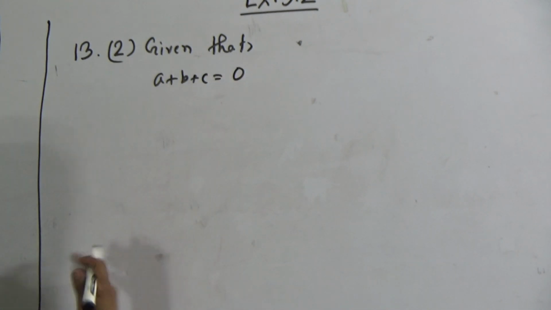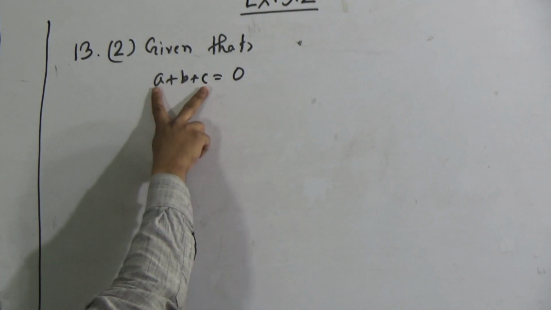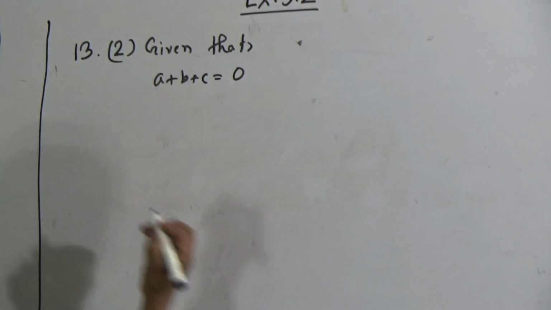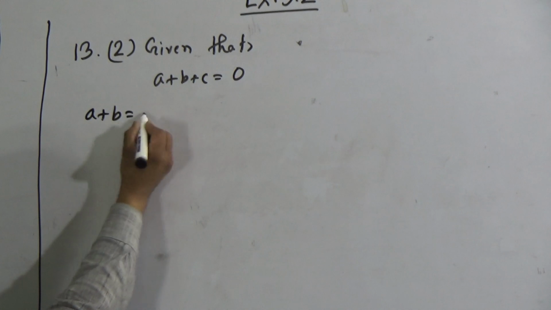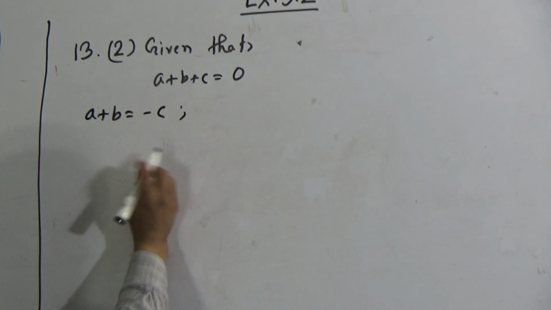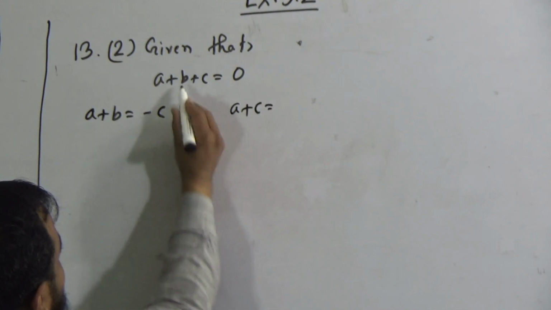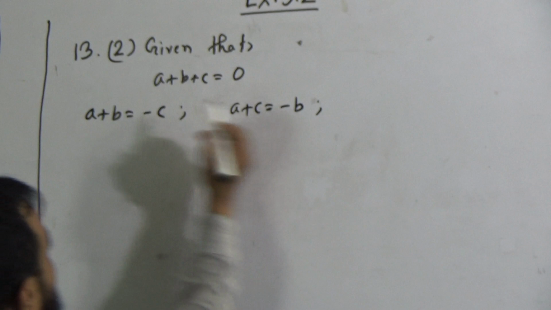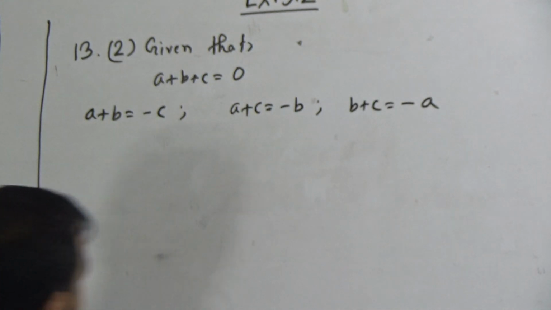From this information you can find the value of b plus c, also the value of a plus c, also the value of a plus b by transferring one term to the right side. From this we can write a plus b is equal to minus c. Also you can write a plus c is equal to minus b, and also you can write b plus c is equal to minus a.